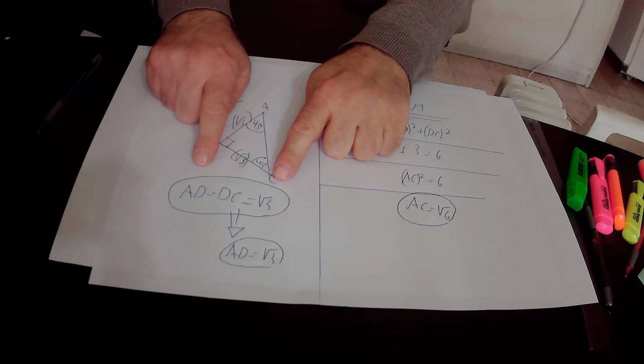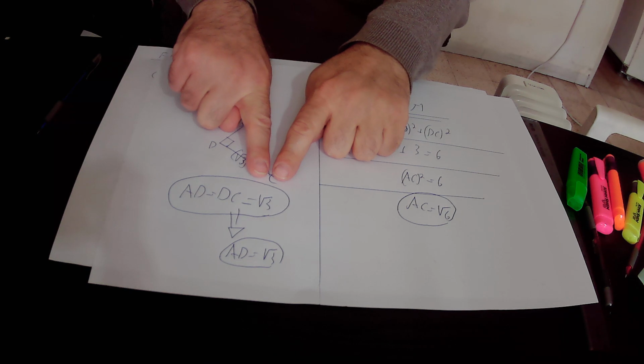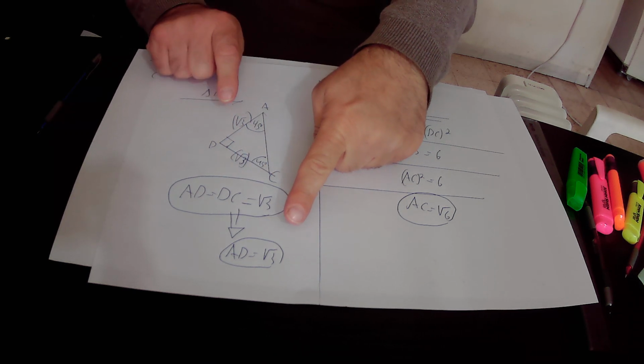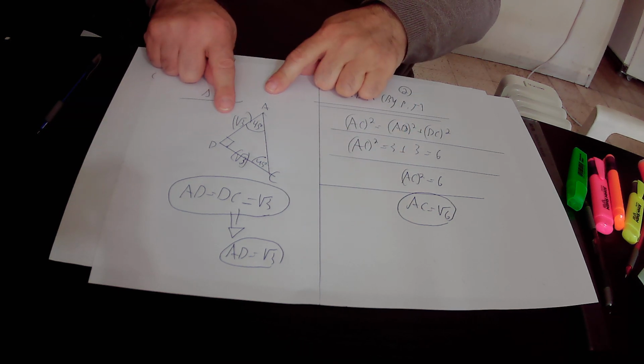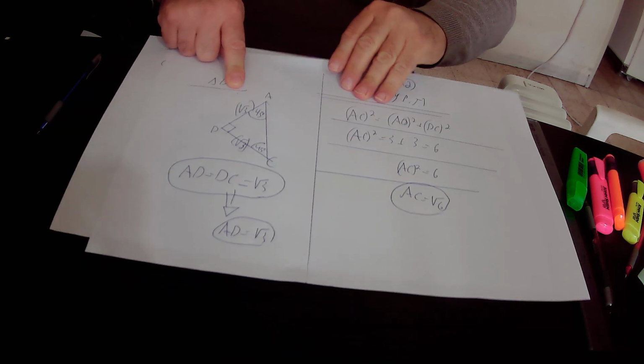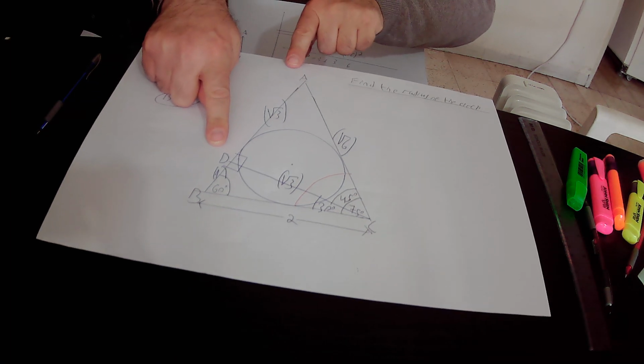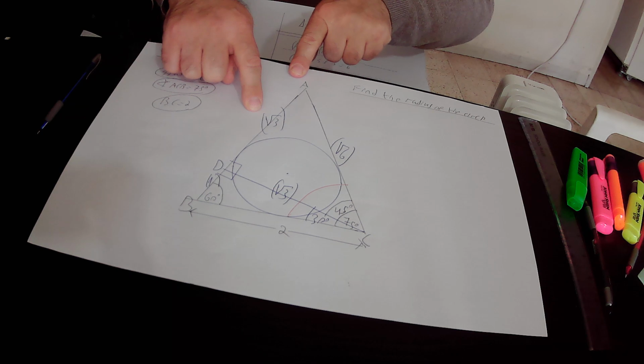But we have already found out that DC equals the square root of 3 units. And from this equation, AD equals DC equals the square root of 3 units, we derive that side AD also equals the square root of 3 units in its length. So we can write down in the original drawing that this side AD equals the square root of 3 units in its length.